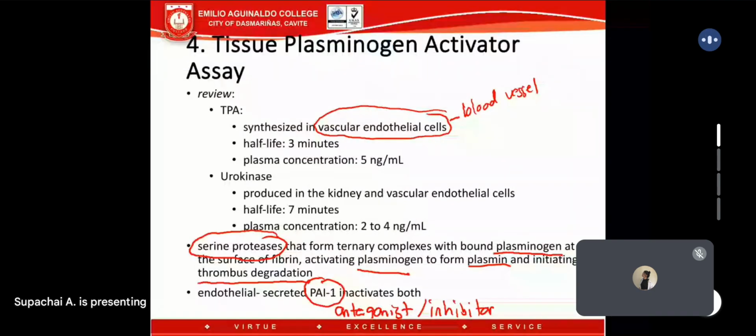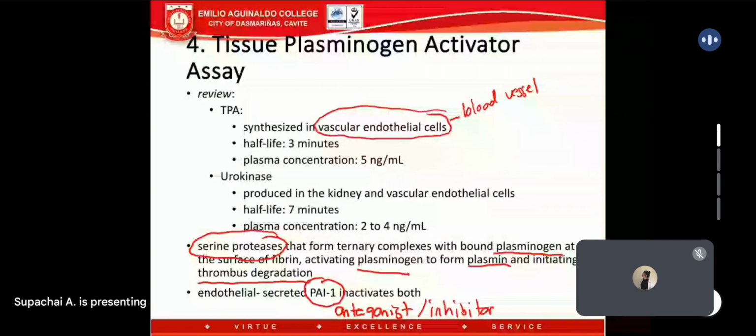Now, I want you also to be familiar with urokinase, since it would have the same physiologic function as TPA, no? So, urokinase is a vascular endothelial cell.